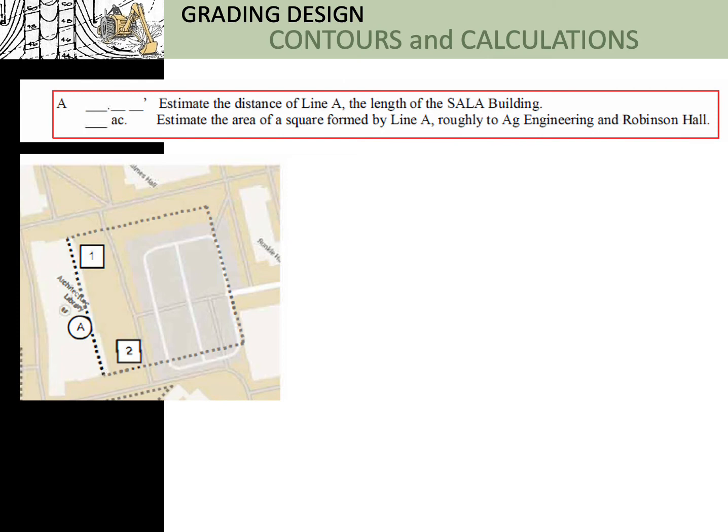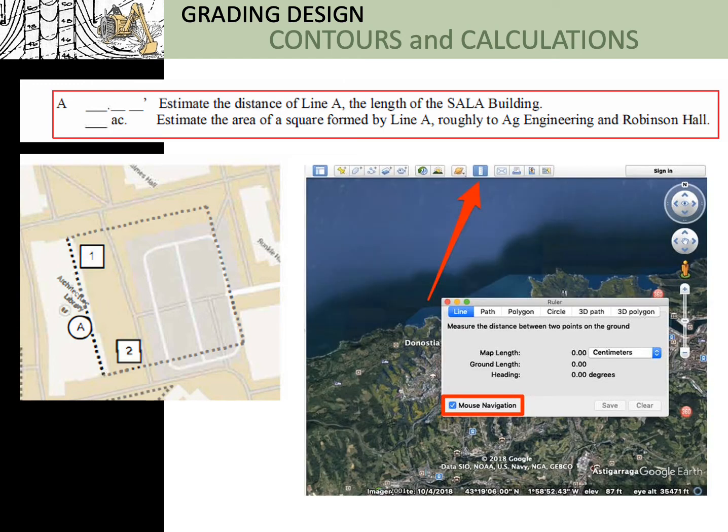In terms of the items within the red boxes, we identified them out for you so that you know for which ones you should use Google Earth Pro to estimate either a distance or an area. Okay, so using the measure function to measure the line, for the example here, A, estimate the distance of line A, which is the length of the Sala building.